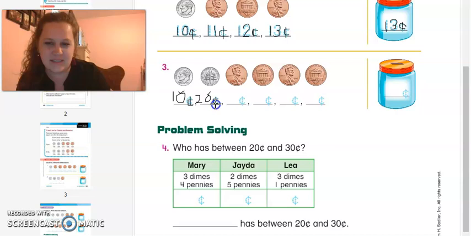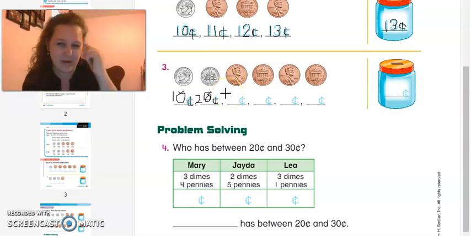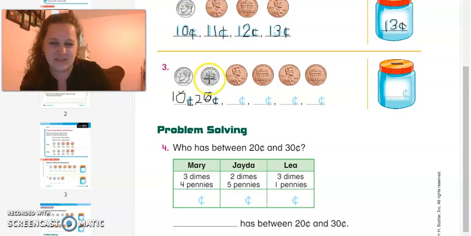Sorry, that looks like a 6. It's supposed to be a 0. 10, 20, plus 1 now. So now I got to switch my mind and think, okay, I don't have dimes anymore. I'm switching over to pennies. So 10, 20, now I have to write 21, 22, 23, and 24.